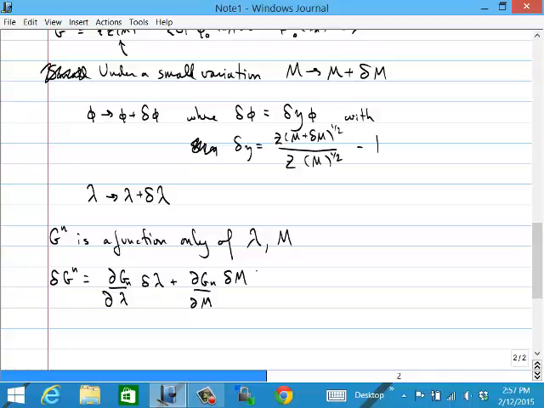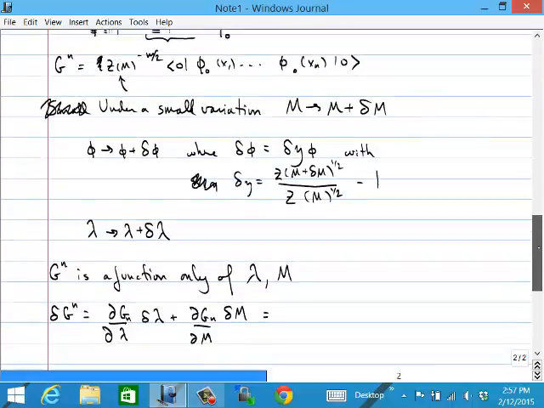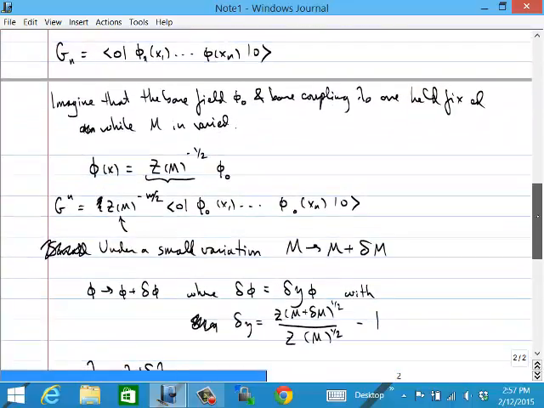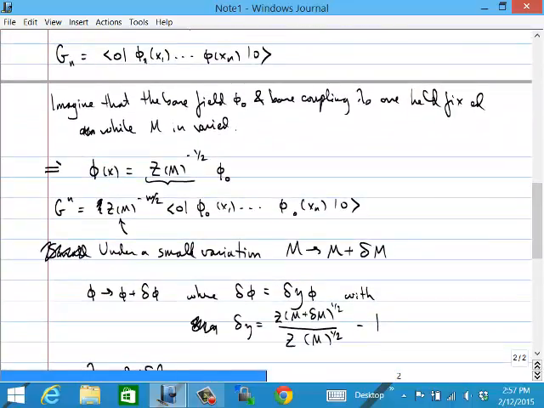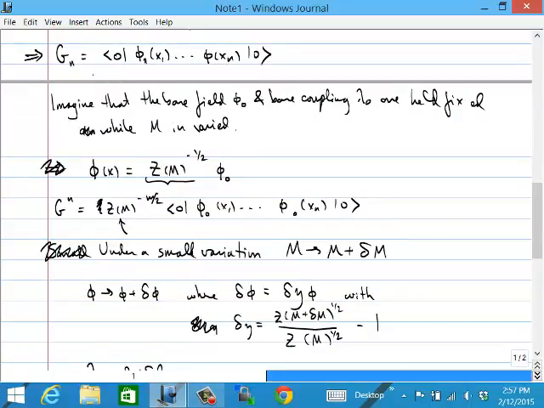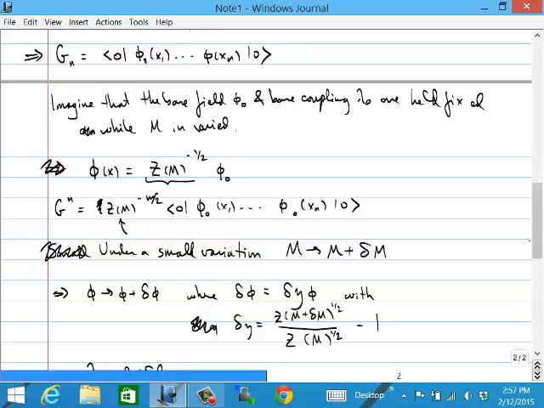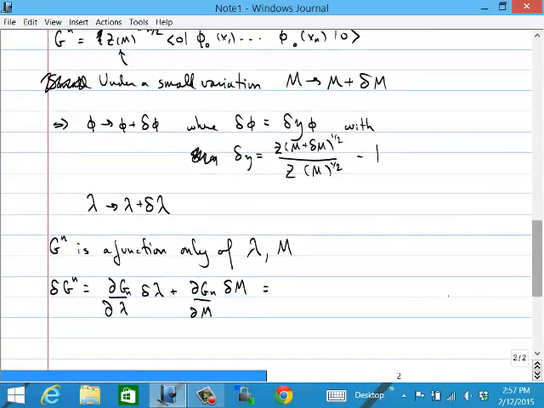And if we compare that to this expression up here, if you just use the fact that Gn is a correlation function of n fields, and each phi picks up a factor of delta eta times phi, then delta Gn just has to be equal to n times delta eta times Gn.